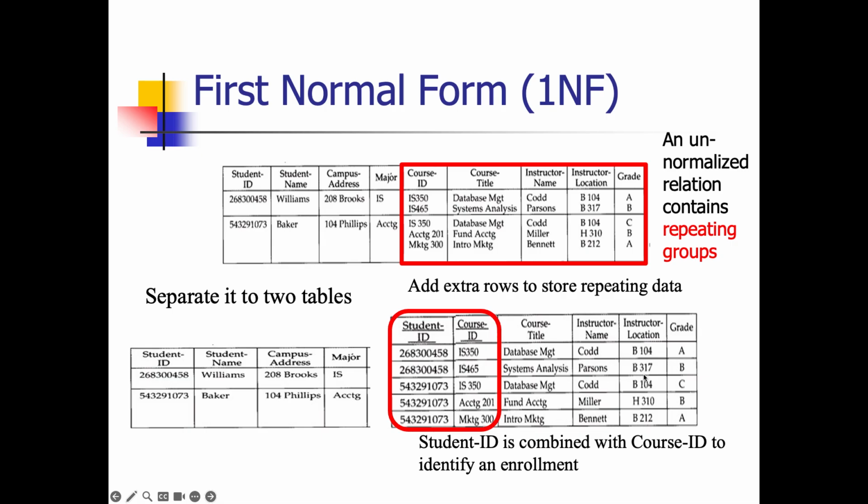We don't have any, actually, we don't have duplicated groups of data. Not duplicated, repeated groups of data. And we can say that data are like atomic here. So what is the normal form of this table? The one on the bottom right. What's the normal form of the table on the bottom right?